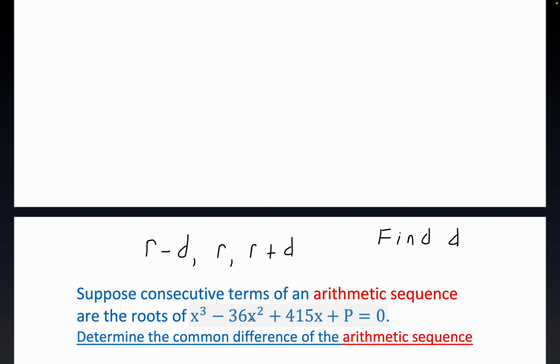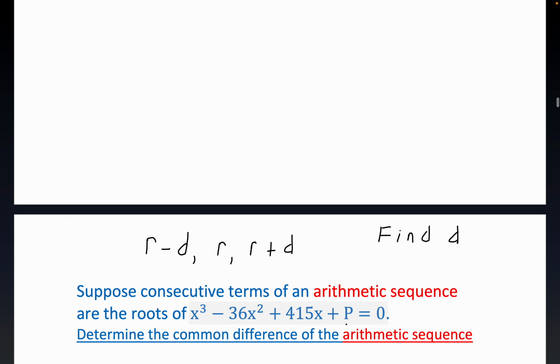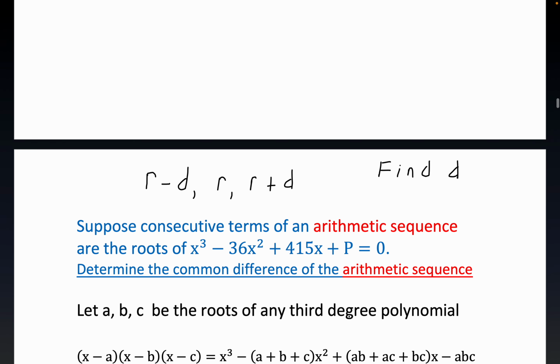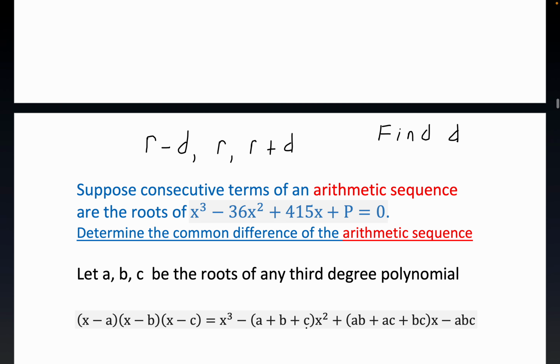So we want to find D here, and also note that R minus D, R, and R plus D are roots of this polynomial. And notice we don't even know what P is, which turns out to be the negative product of the roots. But there's enough structure that we don't even have to know what P is, as it turns out. This is just a derivation of what they call Vieta's formulas. I didn't go through all the work here, but when you expand this out, you get this relationship between the roots and the coefficients.